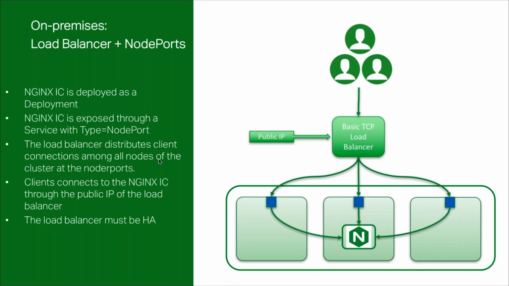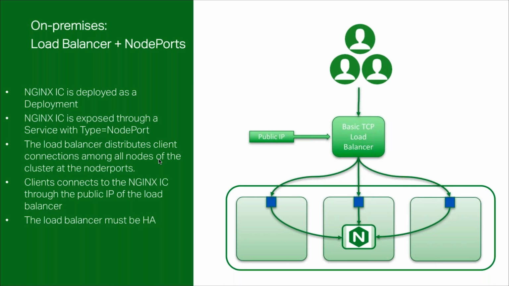You would create a service with the type node port to expose the Ingress controller pods. The service will expose ports 80 and 443 of the Ingress controller through randomly allocated node ports on every node of the cluster. Between the nodes and the clients, you would place a basic TCP load balancer, which will distribute client connections among the nodes of the cluster.